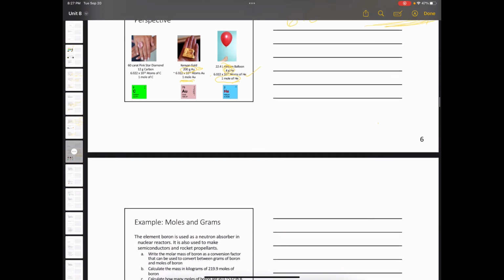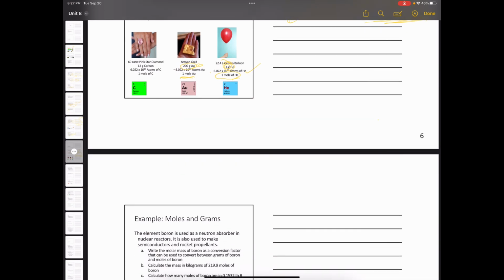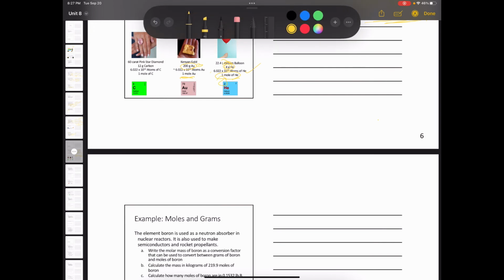Now, why is it heavy? Because of the number of protons and neutrons in the nucleus. You have 79 protons in the nucleus of gold, while you have 2 protons in the nucleus of helium. Okay? That's where the big mass comes from.